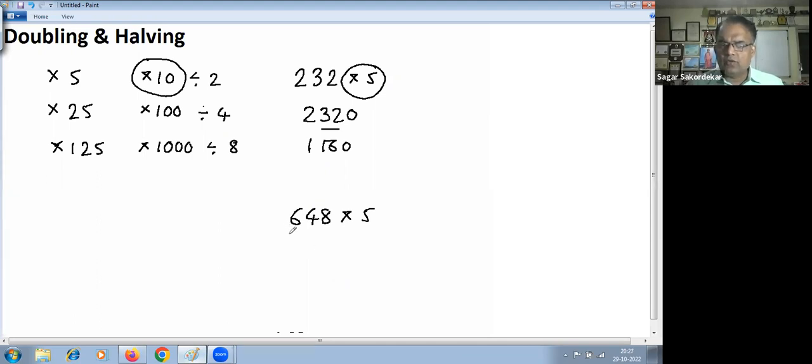Yeah, so what you can actually do is just take this and make it half and then put 0. Here I put 0 first and then halved, but the other way is to make this half first. 64 half is 32, half of 8 is 4, and then put 0. So whether you multiply by 10 first or afterward, it does not matter. Like this, multiplying by 5 will be much faster than actual multiplication.